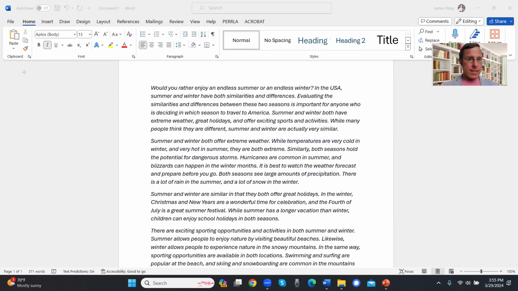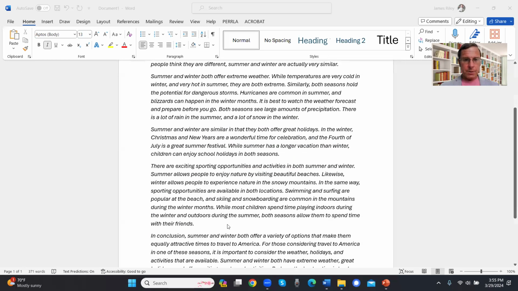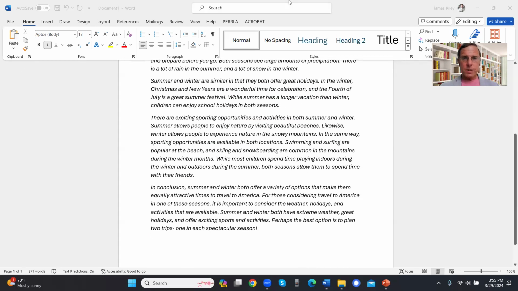As I move through the rest of the essay, and I go down here to my conclusion, the author does a great job of signposting. He says, "In conclusion, summer and winter both offer a variety of options that make them equally attractive times to travel to America. For those considering traveling to America in one of these seasons," okay, so right there, that's my significance of comparison. "It's important to consider the weather, holidays, and activities." Those are my points of comparison, okay?